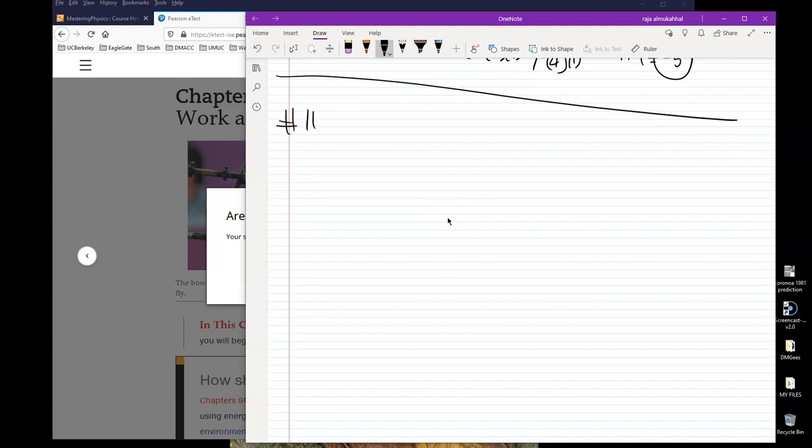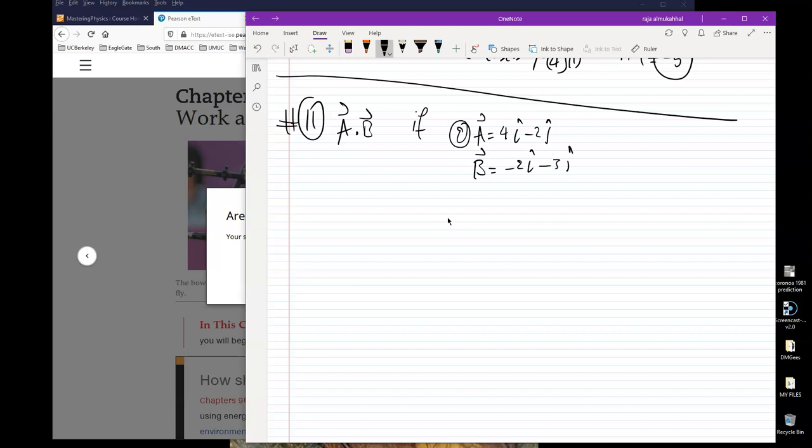It says calculating work done. Evaluate the dot product A dot B if, that's what's given to us. I'm going to do part A. They're just a little bit long, but they're not difficult. Just part A here, I'm not going to do part B. It says A is equal to 4i minus 2j, and the vector B is equal to minus 2i minus 3j. Okay? Find the dot product.